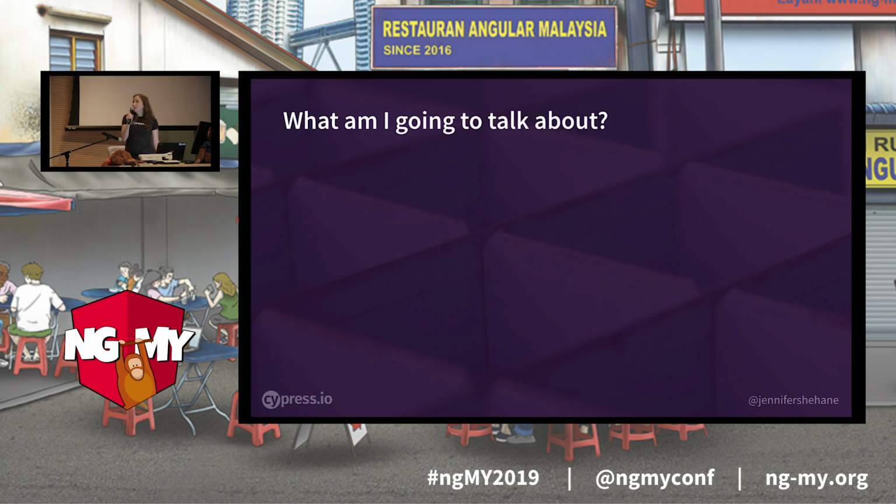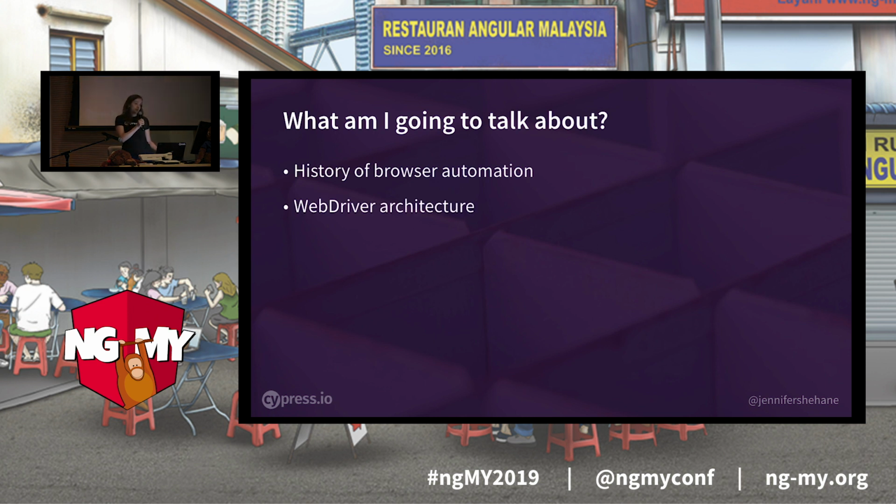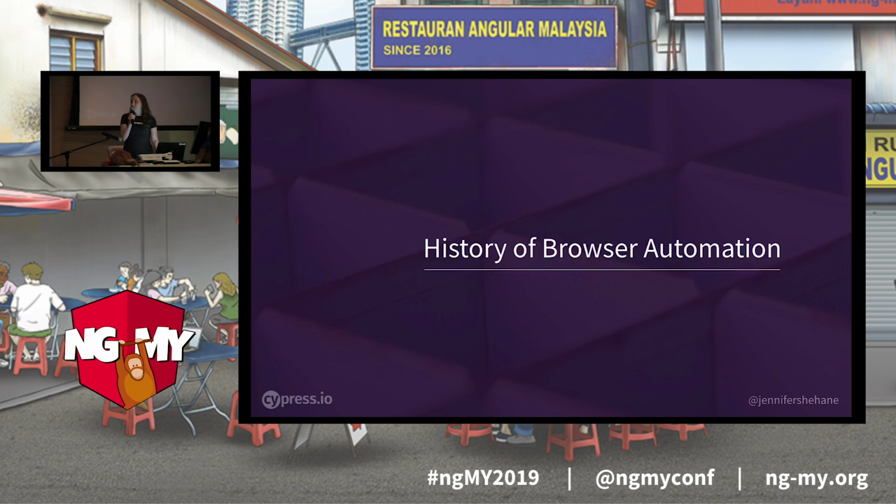Let me just review real quick what I'm going to talk about. We're going to have a quick overview of what browser automation is and the history of browser automation. Then I'll explain the core of WebDriver's architecture and approach to automating the browser. We'll go over some of the challenges with using WebDriver, and then finally dive into Cypress, how it's architected and different from WebDriver. So let's start with browser automation.